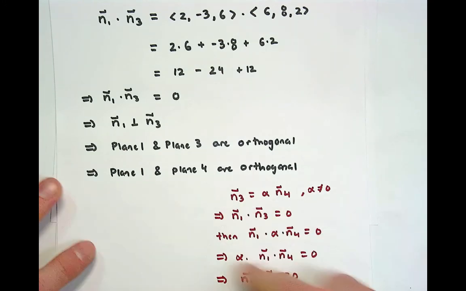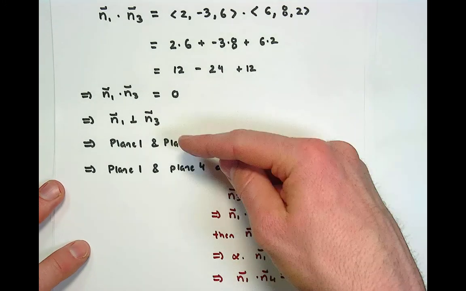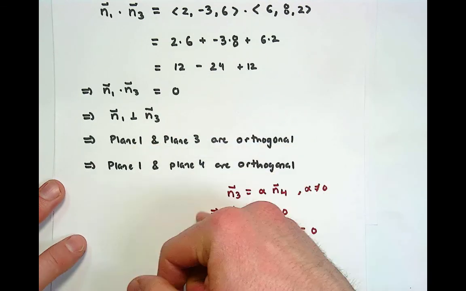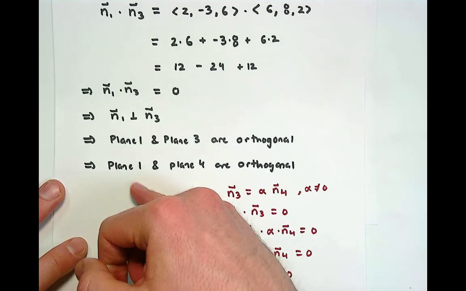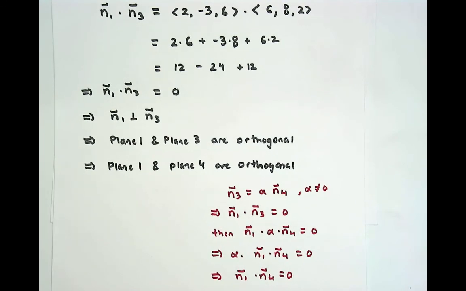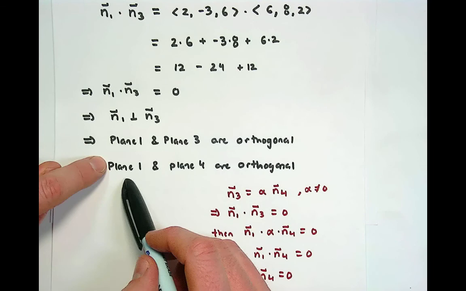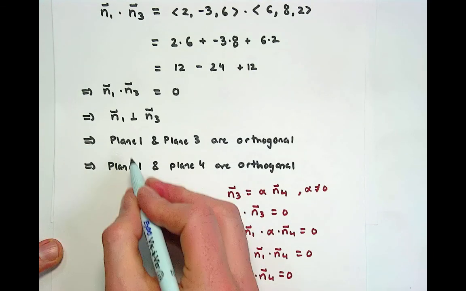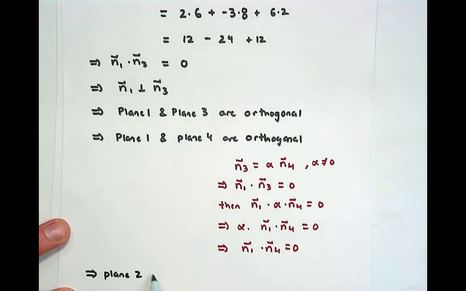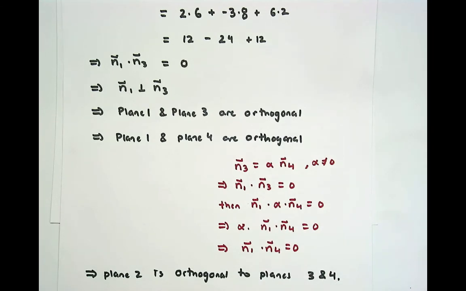And the way to think about this is, if plane 3 and plane 4 are parallel, and plane 3 is orthogonal to plane 1, well, it must be that plane 4 is orthogonal to plane 1. This is the algebra to back that up. Of course, if plane 1 and plane 2 are parallel, then the same reasoning applies to plane 2. The final thing that we can say is plane 2 is orthogonal to planes 3 and 4. And we're done with this example.